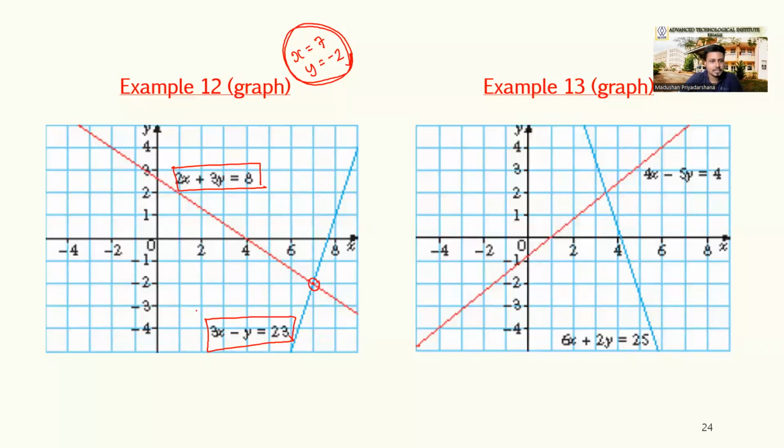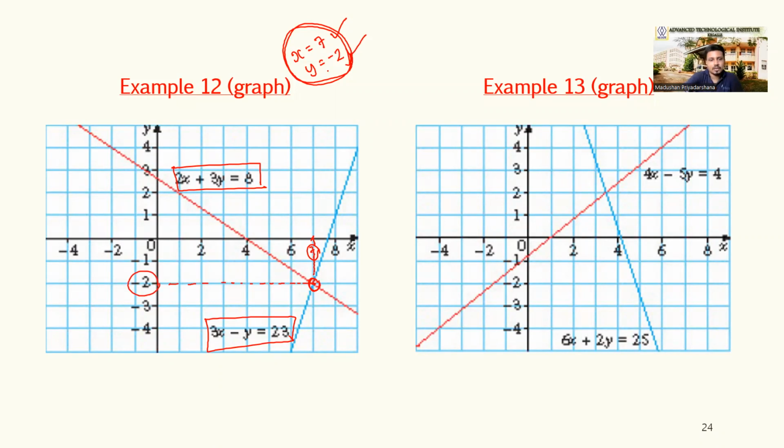And see the point where these two straight lines met. What is the x value there? Yes, what is the x value? That is 7. That is what we got by solving the simultaneous equation. X equals 7. What about the value of y? That is minus 2. That is exactly what we got by solving this simultaneous equation.